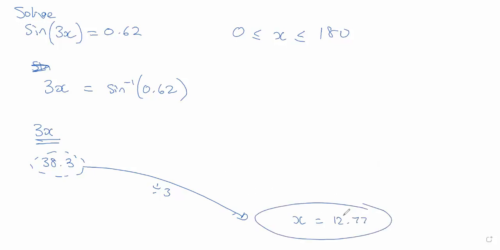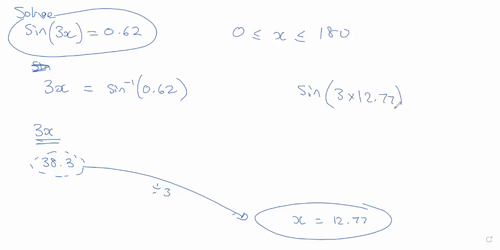Do that in the calculator as well, and just double check that answer. Let's plug it back in: sine of 3 times 12.77. And you can see it virtually equals 0.62. The only reason it doesn't is because we rounded. So that's important to know.